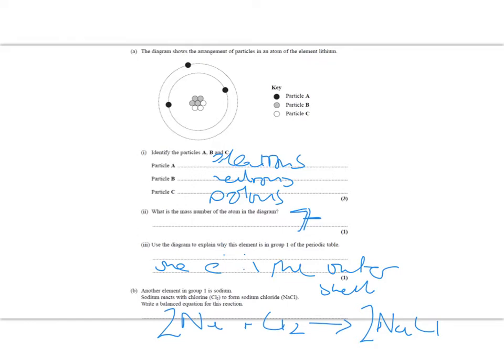but usually 3 if they've asked you for state symbols, and in this case sodium is a solid at room temperature, so that would have been solid. Chlorine, a green gas, and sodium chloride, when it forms, is actually a solid as well. So that concludes this first question.